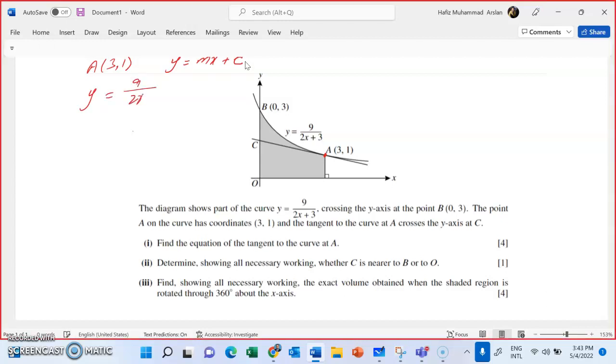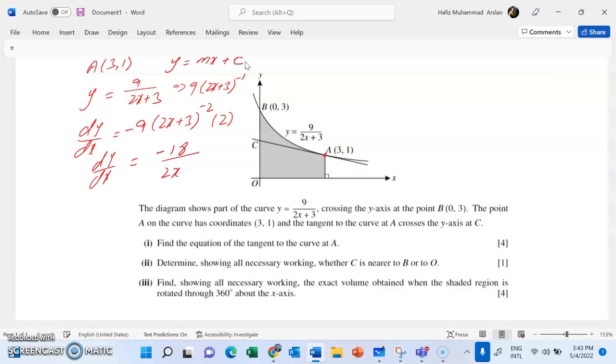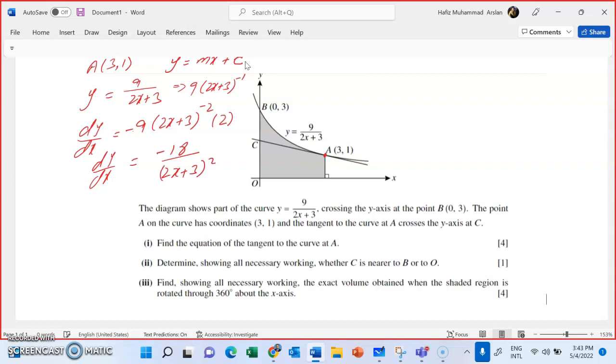So y is equal to 9 over 2x plus 3, so we can differentiate it. Here what we can do, we can write it in power form to apply the power rule. So once we apply the power rule, minus 9 times 2x plus 3 to the power of minus 2, and then we have to apply the chain rule, so we need to differentiate the inside of it. So that means the first derivative will be minus 18 over 2x plus 3 to the power of 2. So this is the gradient of the curve.